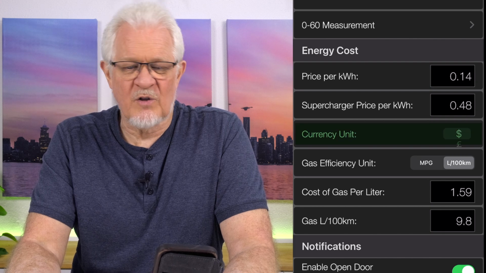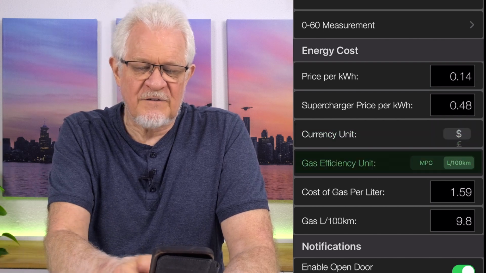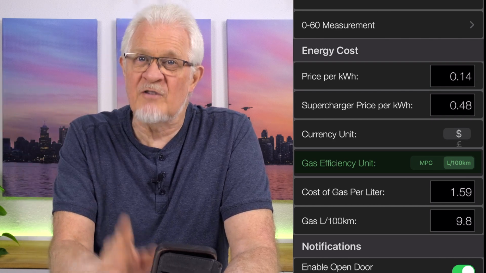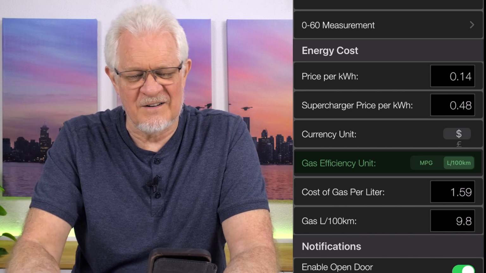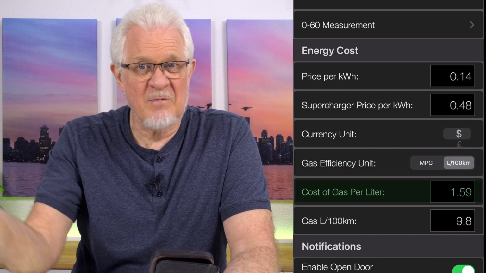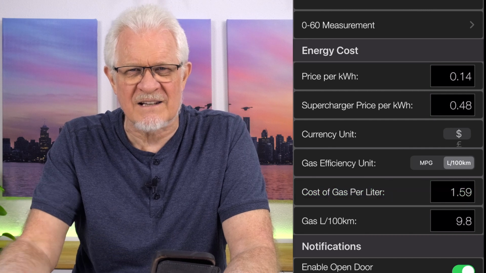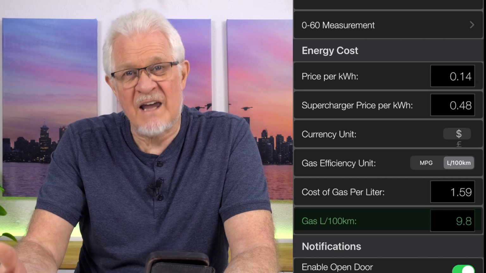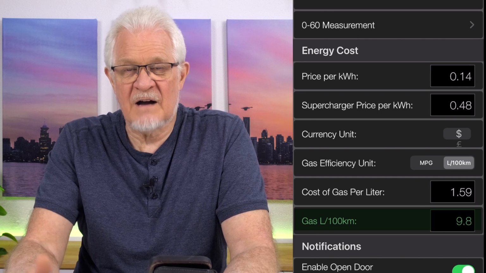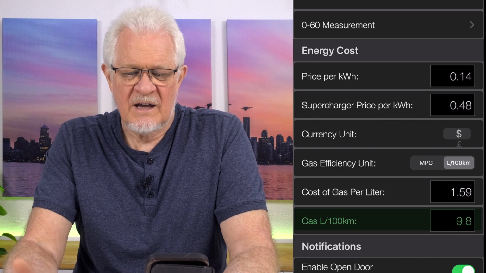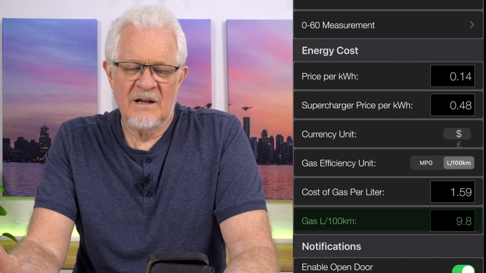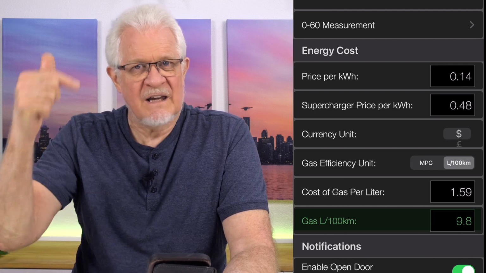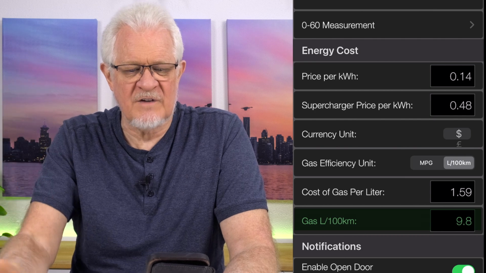Currency unit in North America, dollars. Gas efficiency unit, I'm not in America, so miles per gallon doesn't help me. Liters per 100K, that's how we roll here in Canada. Cost of gas per liter, at the moment, somewhere around $1.59 Canadian, that's iniquitous. Liters per 100K. Well, here again, I've taken a mid-sized sedan, I've taken one with good consumption figures, and it is 9.8 liters of gasoline to travel 100 kilometers in a mid-size efficient vehicle.